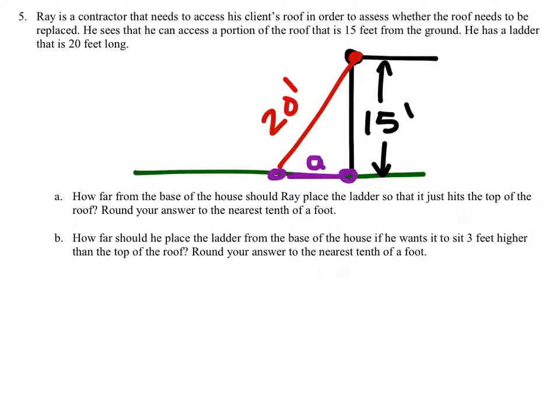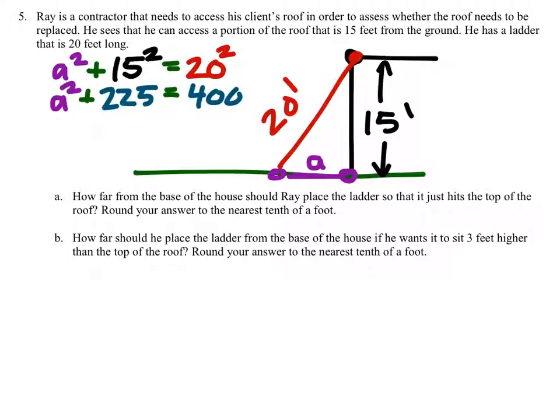We'll make it A. So when we set this up, I've got A squared, and then I've got the other leg, 15, which I'm going to square. And then I've got the 20, which is the hypotenuse, which I will also square. We'll add those 2 legs, and should get the 20 out of that. So let's go ahead and square those. There we go.